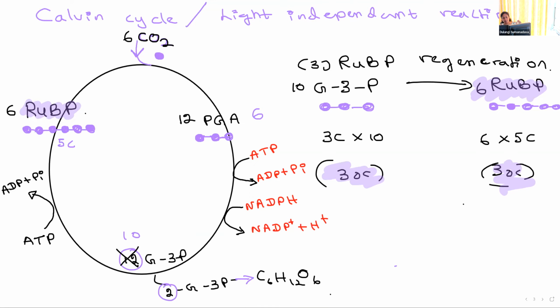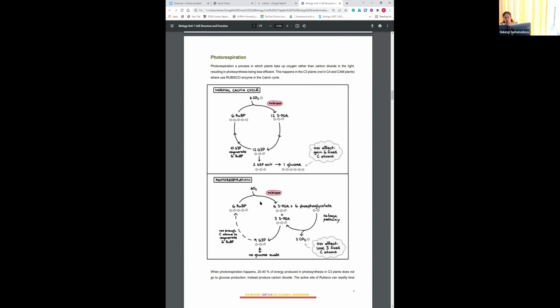Can you see the comparison between the Calvin cycle and the photorespiration? Photorespiration is bad because it's not having enough carbon to recycle the RuBP. Definitely it lacks that 6 carbon, right? Carbon dioxide, 6 molecules not coming. So you can't regenerate the RuBP and there's no glucose production.